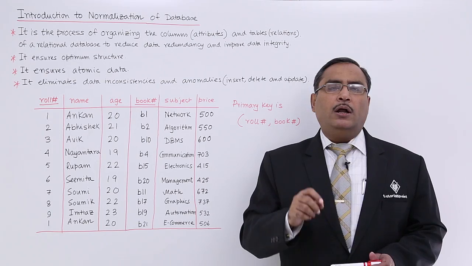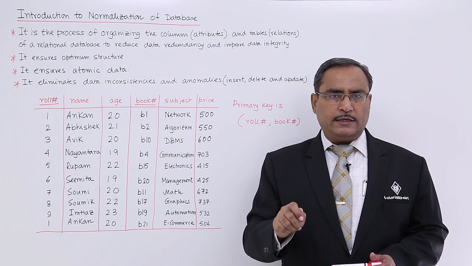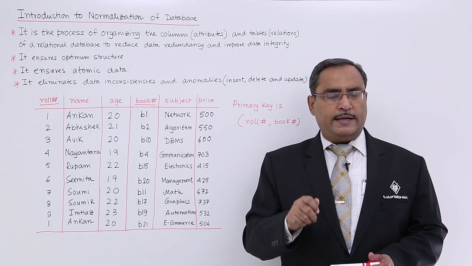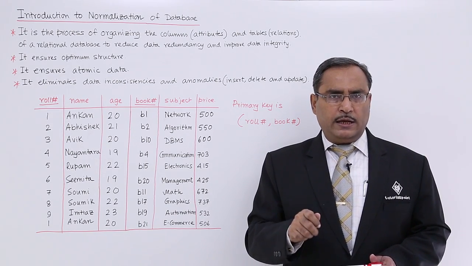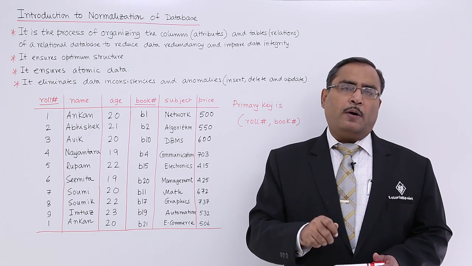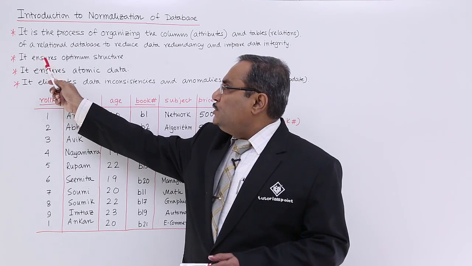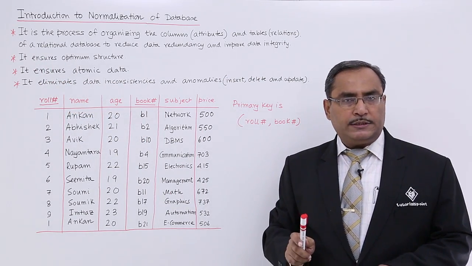So, that is why normalization is the process which will eliminate data redundancy and improve the data integrity, and obviously when the data redundancy is reduced, then the scope of inconsistency will also be reduced. It ensures optimum structure of the database.